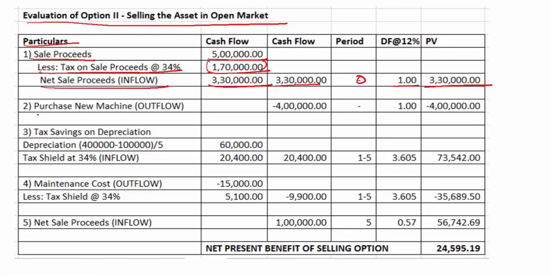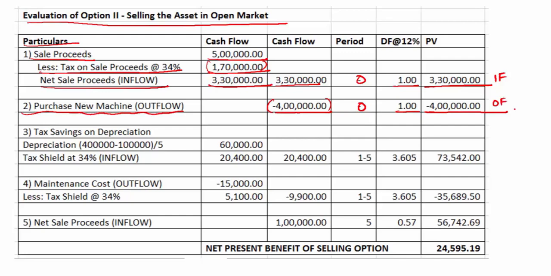Then you will go and purchase a new machine immediately. It's an outflow. So 400,000, 4 lakh, is an outflow, within brackets or with a minus sign. And that is also happening at time 0. So the discount factor is 1 and there is a cash outflow of 400,000. So the inflow is 330,000, the outflow is 400,000.